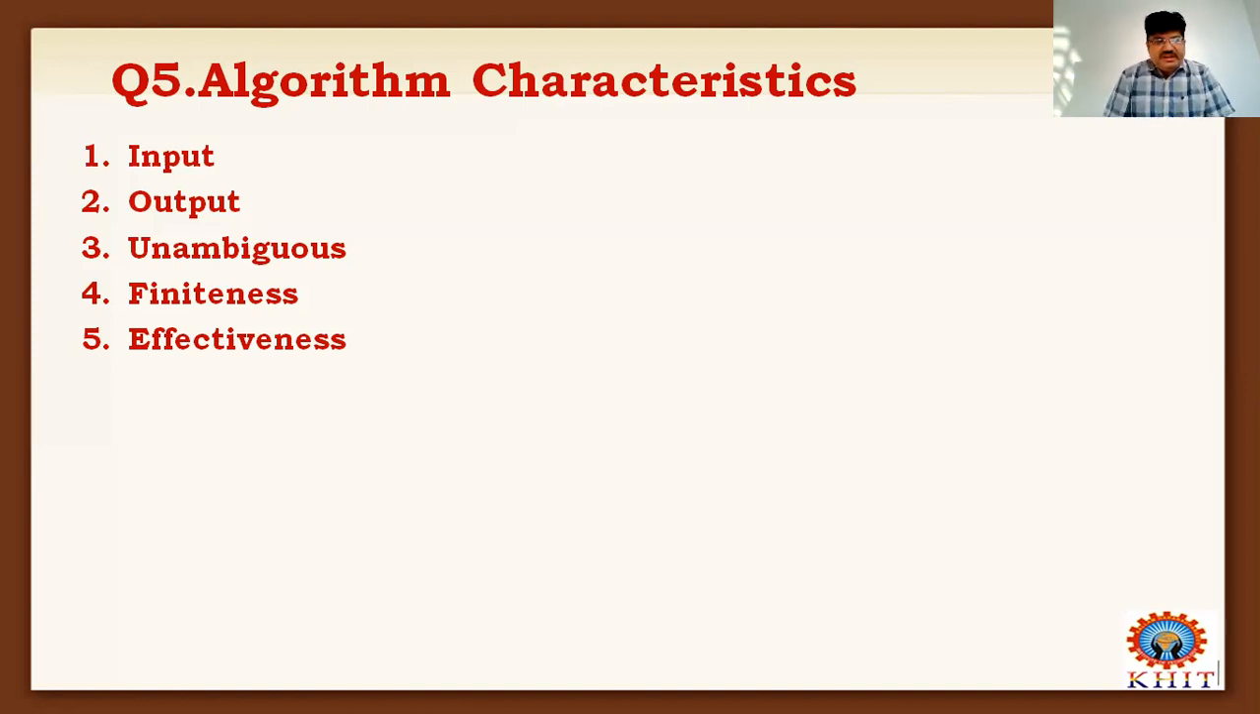Next one is finiteness. Whenever we are writing an algorithm, a step-by-step procedure to solve the problem, the algorithm steps can be terminated in some set of instructions. That means the algorithm instructions should be finite, not infinite. And the last one is effectiveness. Algorithms will be very effective when you can write better performing algorithms with the help of the factors. So these are various characteristics or properties of an algorithm.